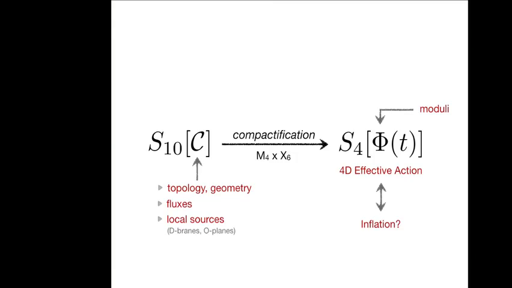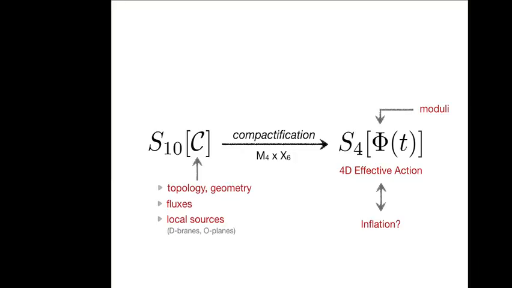So this is the basic scheme that one always has in mind. String theory, of course, is most naturally defined in 10 dimensions. So the task is to start with an action in 10 dimensions where you can specify very concretely discrete input data. You can define a topology of the space, a geometry, discrete sets of fluxes that are quantized in the standard Dirac way. You can have a discrete number of local sources and so on that are distributed in the space in a particular way.